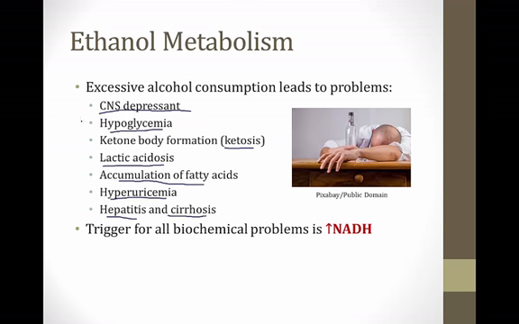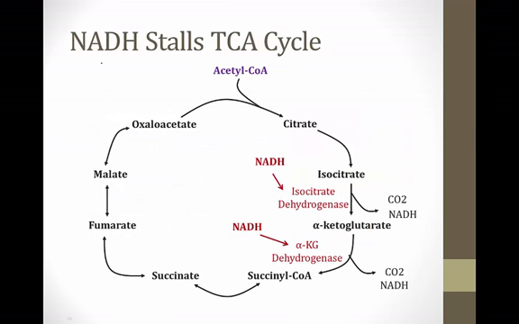And as we will see, all of these items are biochemical consequences that result from too much NADH, because like I showed you on the last slide, there is lots of NADH produced when you metabolize ethanol in the liver. To understand many of the negative consequences of excessive ethanol consumption, you need to understand that the high levels of NADH stall the TCA cycle.